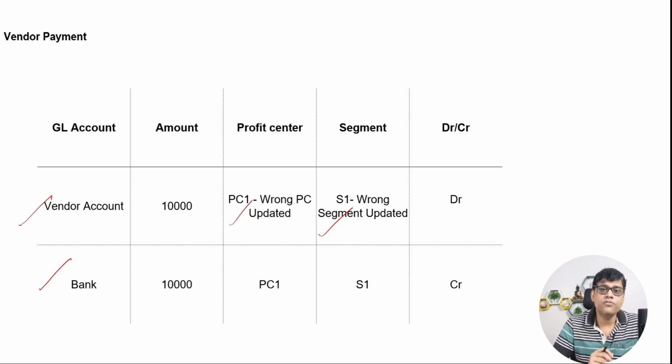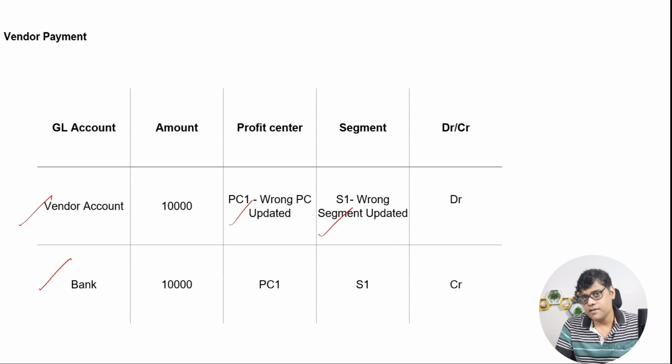So again, here also the configuration is with reference to the splitting rule. The system is failing to properly derive a profit center and the segment from the reconciliation account, from the vendor reconciliation account. So profit center derivation is not working. Simply you can say profit center derivation is not working. The vendor reconciliation account doesn't have a profit center derivation. Again, this is also an issue of your profit center derivation. So that is the first root cause.